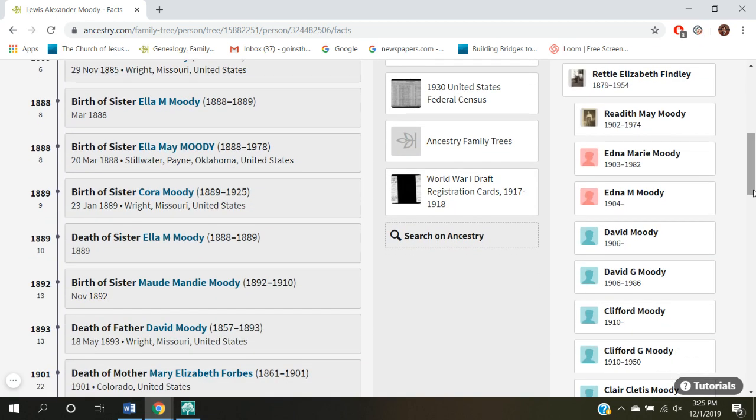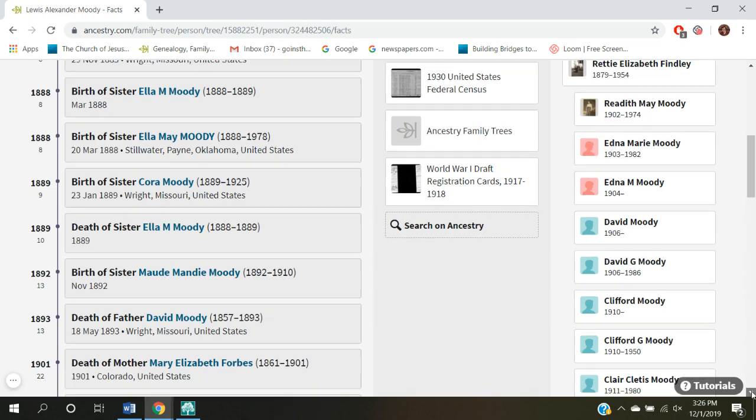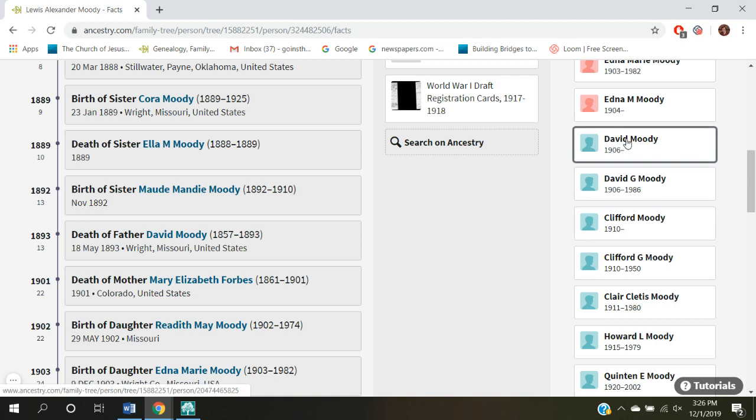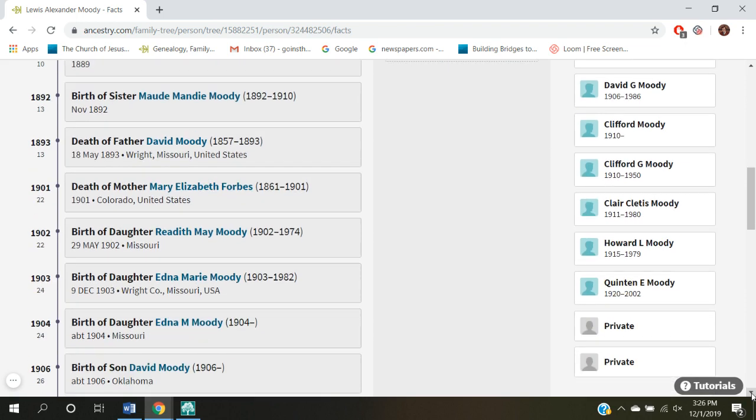Now, looking at this, it says they have a Redith May Moody and Edna Marie Moody, and that's probably the same person. Don't know why there's two, but it's the same person. David Moody, 1906, David G. Moody, same person. And then we have Clifford and Clifford G. Once again, the same person, entered twice for some reason, possibly by more than one person.